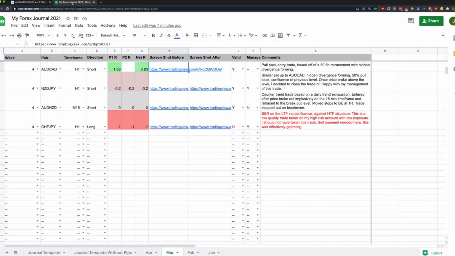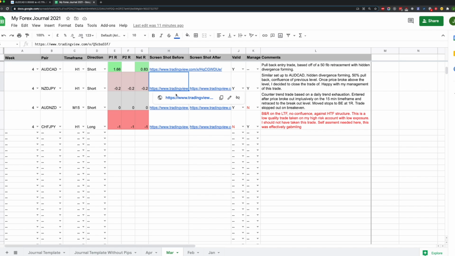All right. So the next trade for me this week was on NZDJPY. It was very, very similar in setup to the AUDCAD. So here, some similar setup to AUDCAD: hidden divergence forming, 50% retracement or 50% pullback, confluence with the previous level. Once price broke above the level, I decided to close the trade off. Happy with how I managed the trade.